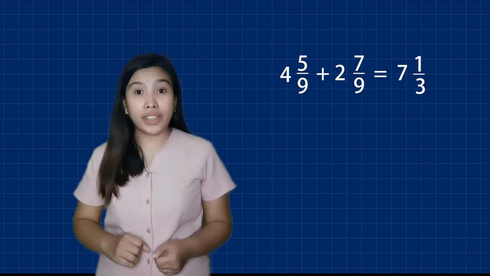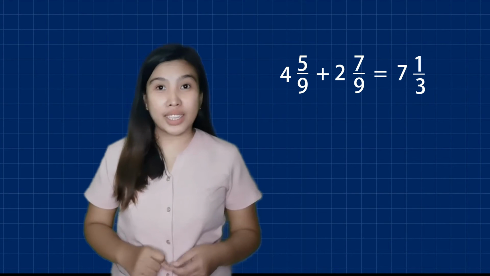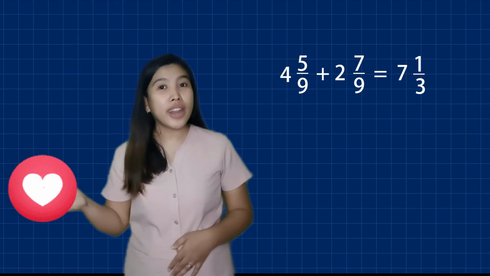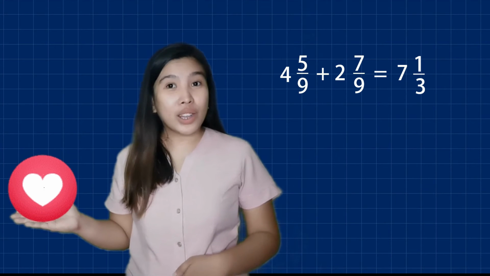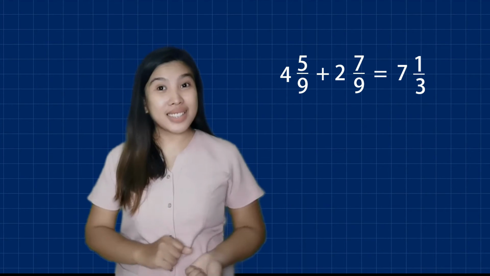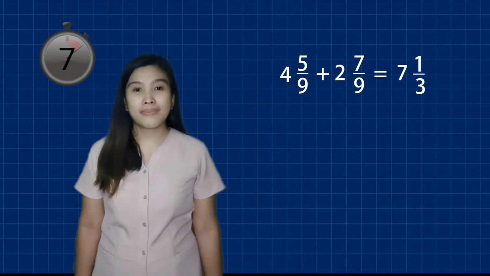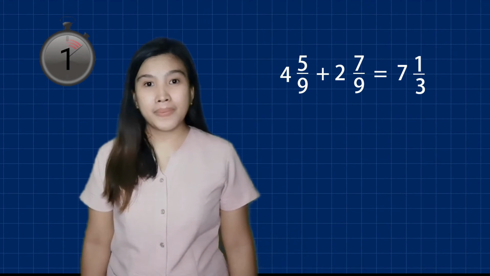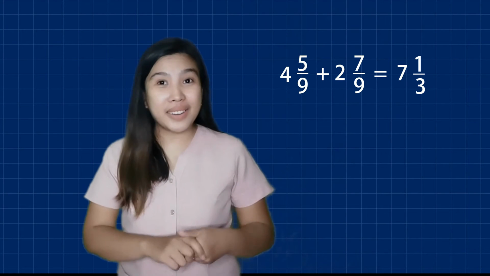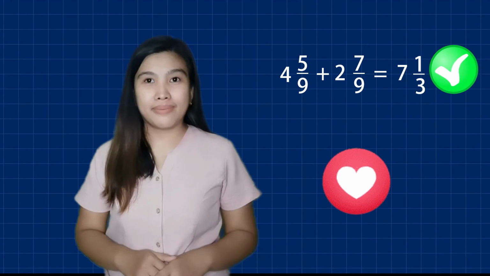Next is 4 and 5/9 plus 2 and 7/9 is equal to 7 and 1/3. If the equation is correct, you're going to react on a heart button. And if it is not correct, you are going to react on the wow react button. Your timer starts now. So the answer is a heart react button. So the equation is correct.